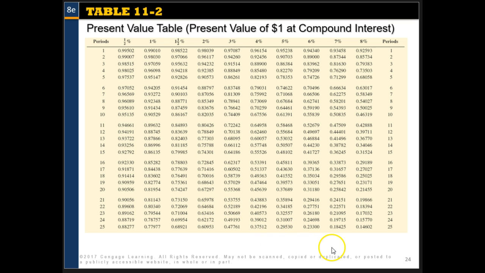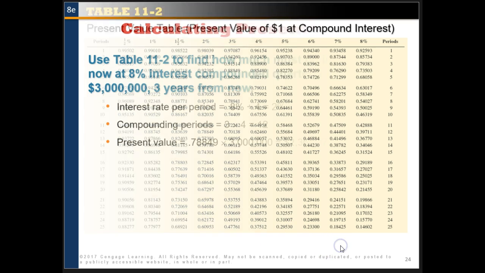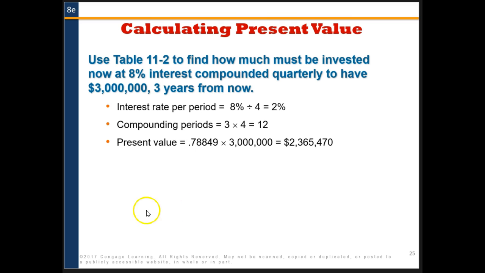So we are going to take a look. Here's more of the present value table. Calculating present value using the table. We're using table 11.2 from page 355 in your textbook, the present value of $1 at compound interest, to find out how much must be invested now, the present value, at 8% interest compounded quarterly to have $3 million 3 years from now.